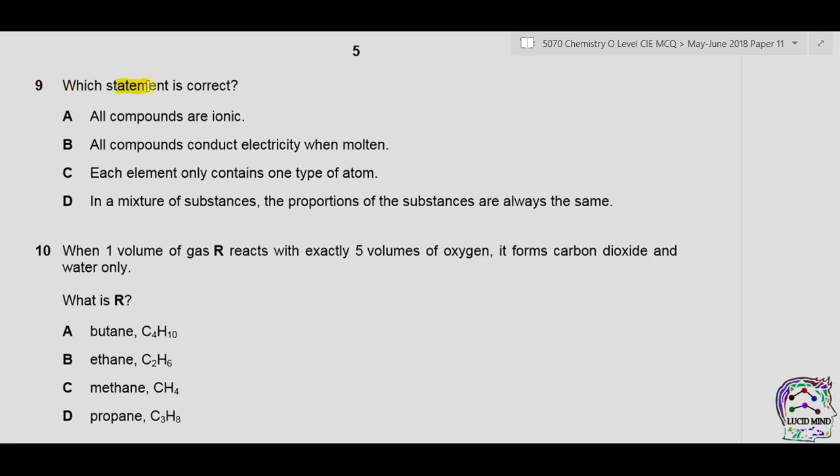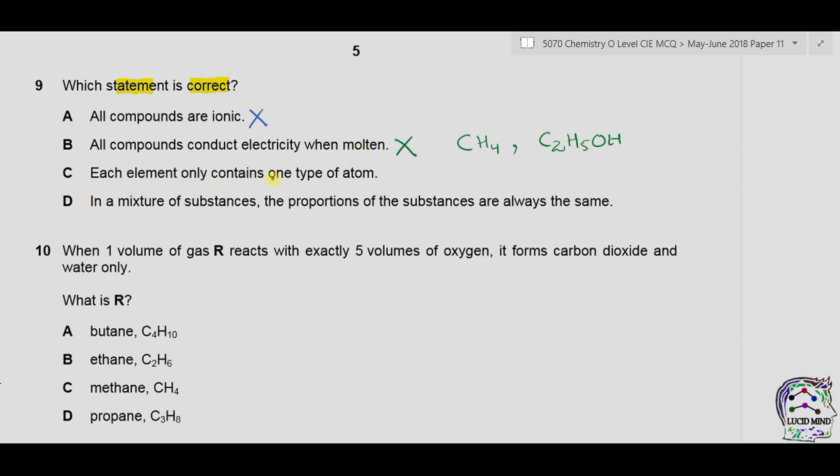Question 9. Which statement is correct? Option A. All compounds are ionic. This is incorrect because compounds can also be covalent in nature. Part B. All compounds conduct electricity when molten. This is incorrect because only metals and ionic compounds can conduct electricity in the molten state. Covalent compounds, for example methane and ethanol, cannot conduct electricity in liquid state.